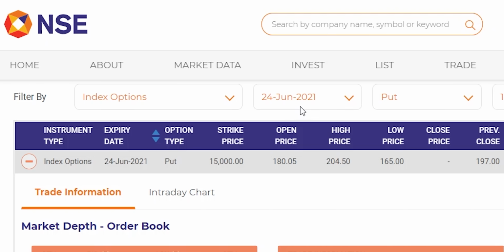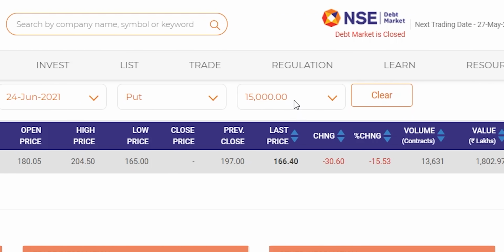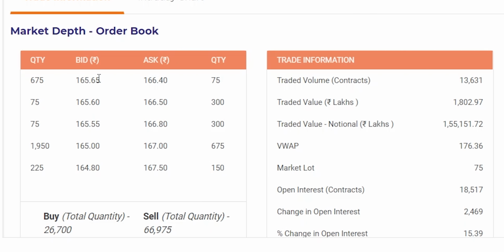So this is 24th of June and I have chosen the put option. I have chosen the 15,000 strike price. You can see the buyer is at 165 rupees, seller is at 166 rupees. The buyer thinks that the market will fall below 15,000 by the end of June 24, so he is buying. The seller believes that it is not going to fall below, so he is selling.